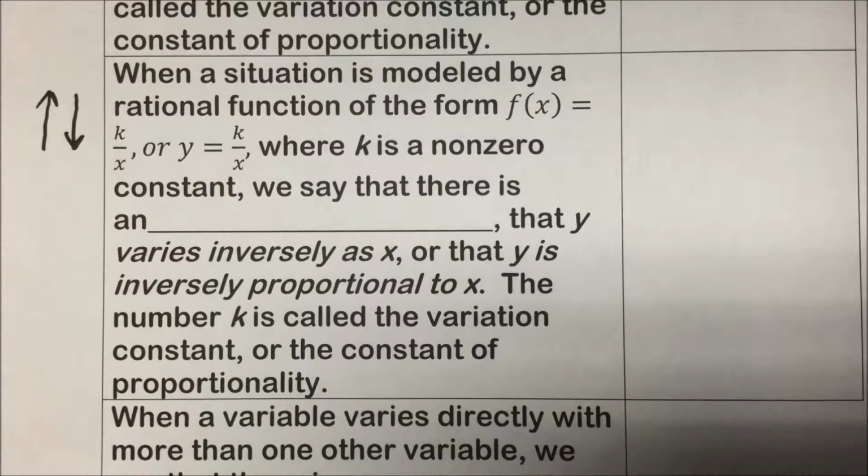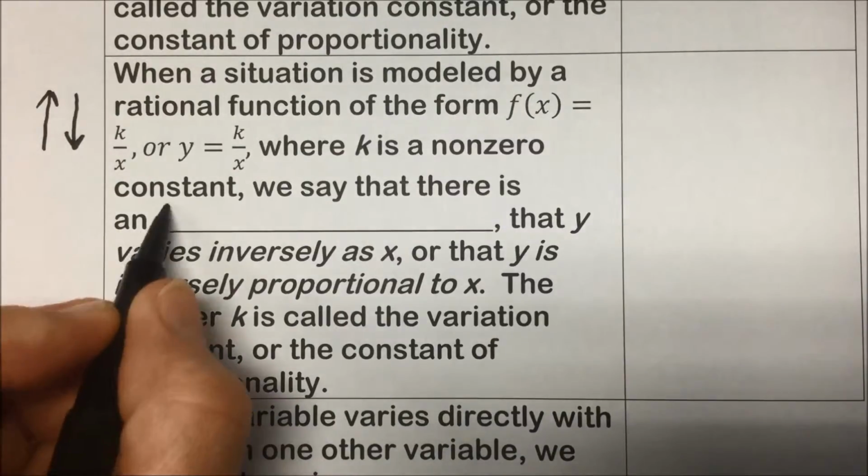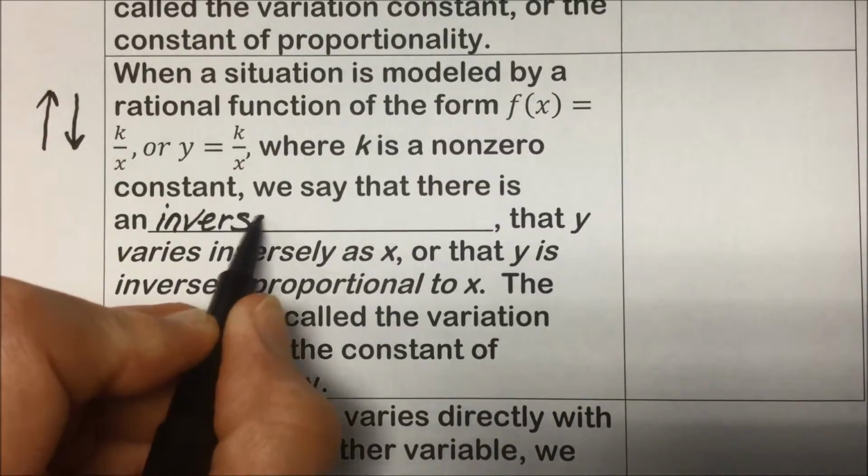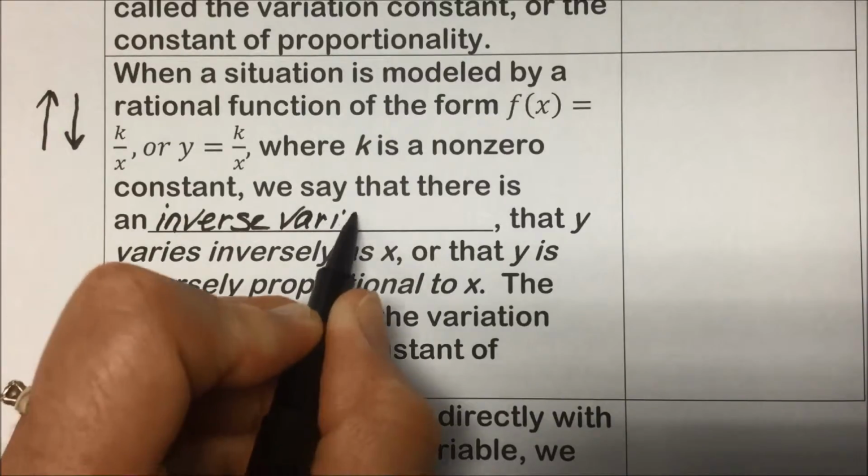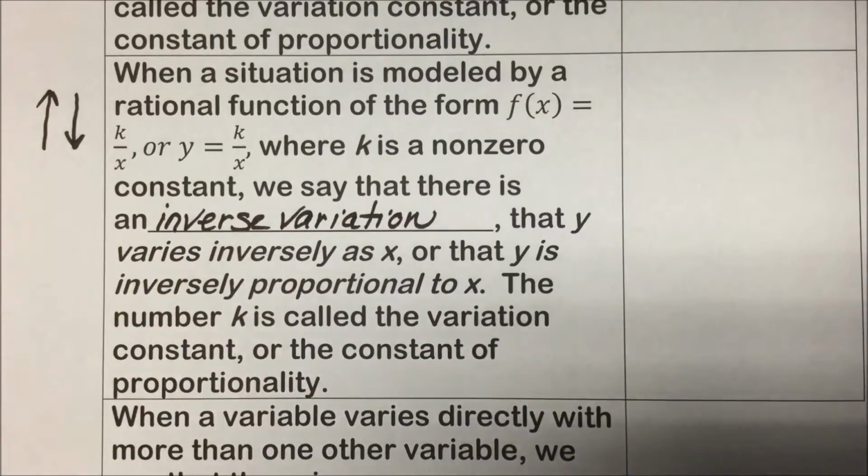And what you see here is the definition for an inverse variation. When a situation is modeled by a rational function of the form f of x is equal to k over x, or simply y equals k over x, where k is a non-zero constant, we say that there is an inverse variation, that y varies inversely as x, or that y is inversely proportional to x. The number k is called the variation constant or the constant of proportionality.